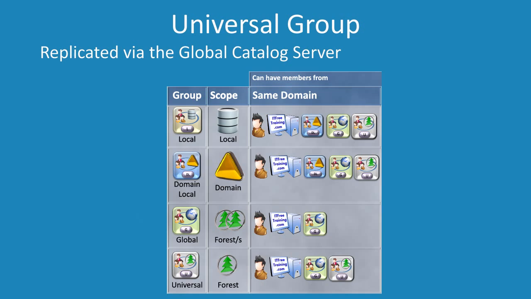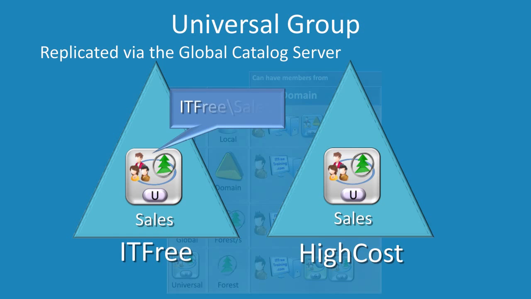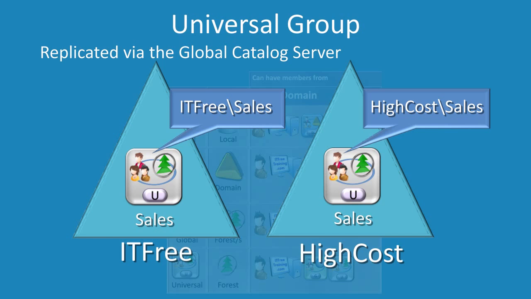To illustrate this, consider this. Say 2 universal groups called sales are created in the domains IT-free and high cost. To access these groups, you could use the syntax IT-free\sales for the universal group located in IT-free. To use the group in the high cost domain, the syntax highcost\sales could be used. Thus, the universal group is still tied to the domain, but the membership details of this group are stored in the global catalog server.